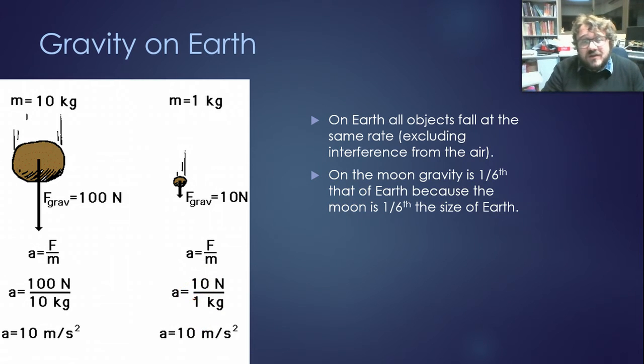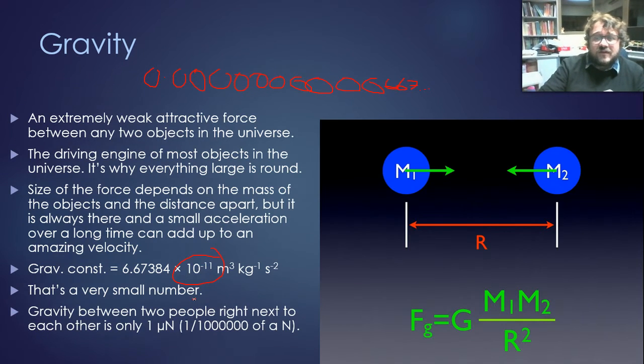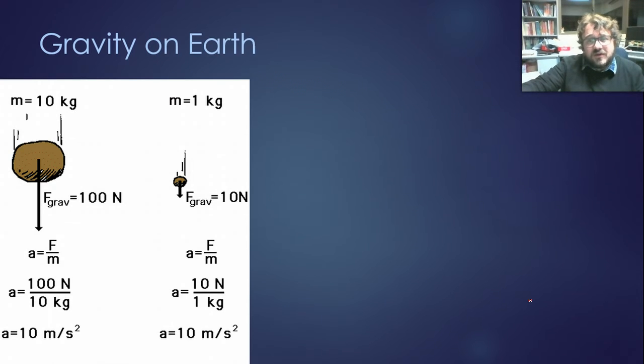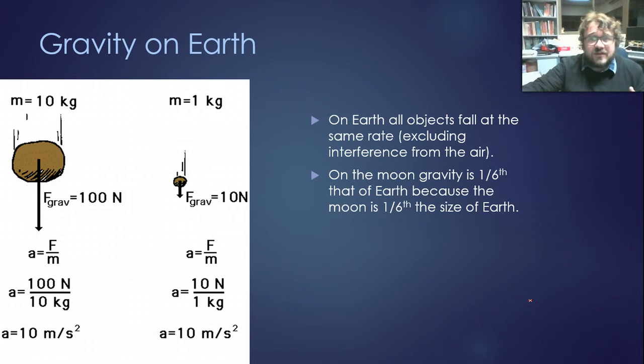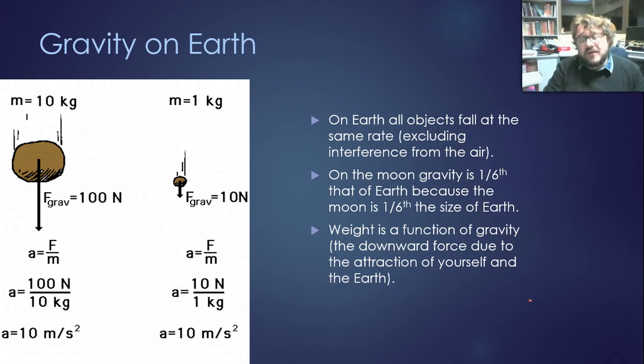On the moon, you don't need to know that much. Just know that everything falls at the same rate. On the moon, gravity is 1/6 that on Earth because the moon is 1/6 the size of the Earth. So that would be this times 6, then you divide it by 6, so it means this times 1, and you get a smaller number. So the moon is 1/6 the size of Earth, so gravity is 1/6 of that.